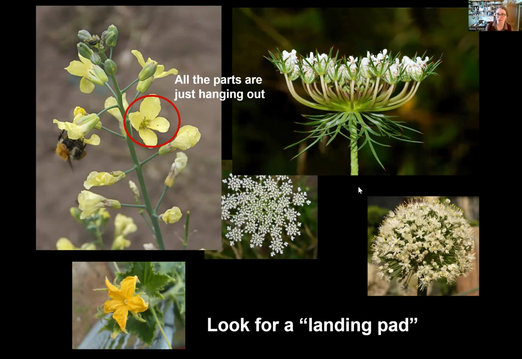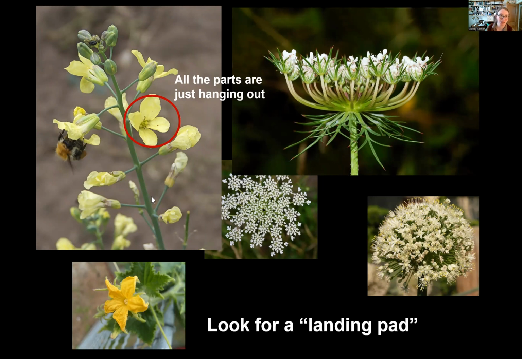This allium flower on the bottom right is another big landing pad. It's a big globe that the insect can just walk around on and munch through, check out all the pollen, all the nectar, etc. The lower left here, that is a cucumber flower. And you can see that, again, the parts are exposed. It's real open, it's real showy. Many of these plants can be pollinated by wind as well.